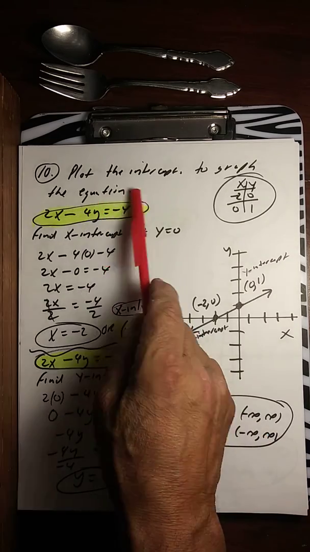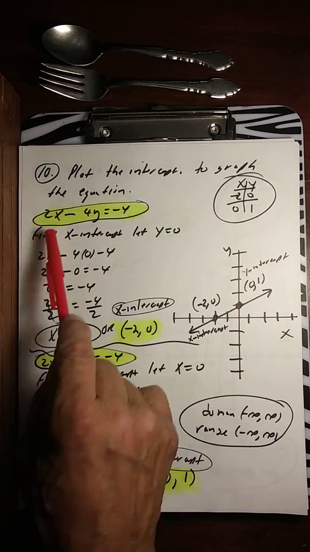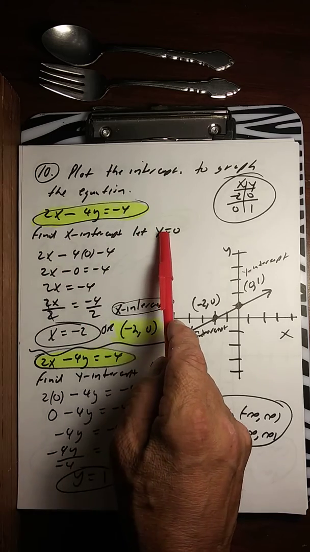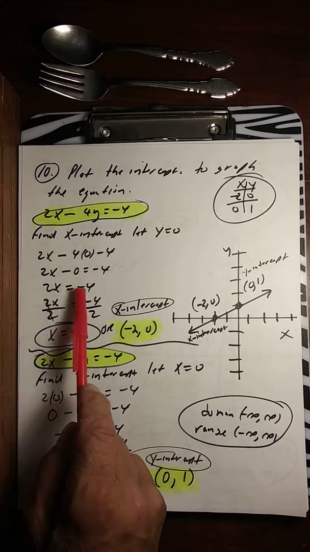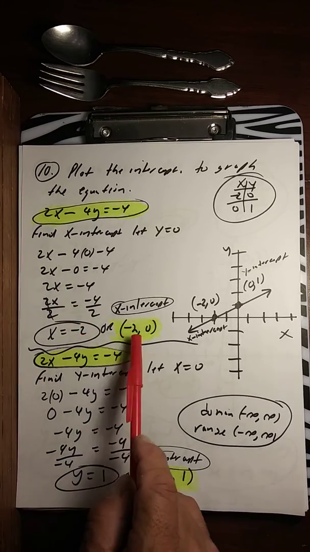Plot the intercepts to graph this. Alright, so we need to find the x-intercept. Like y equals 0. 0 there. That's going to be 0. 2x. This is gone. Divide by 2, divide by 2. So x is -2 or -2, 0.